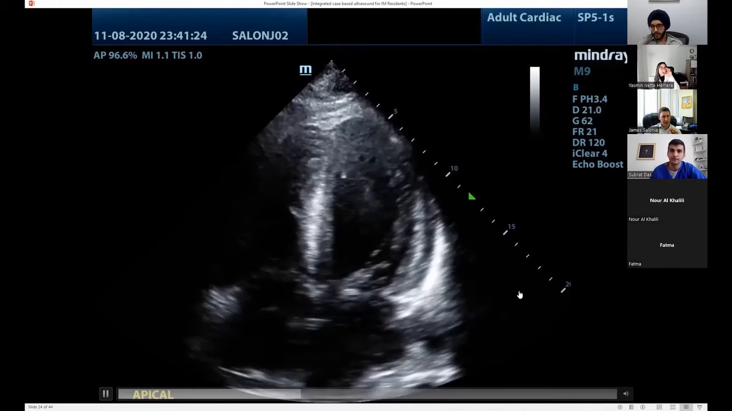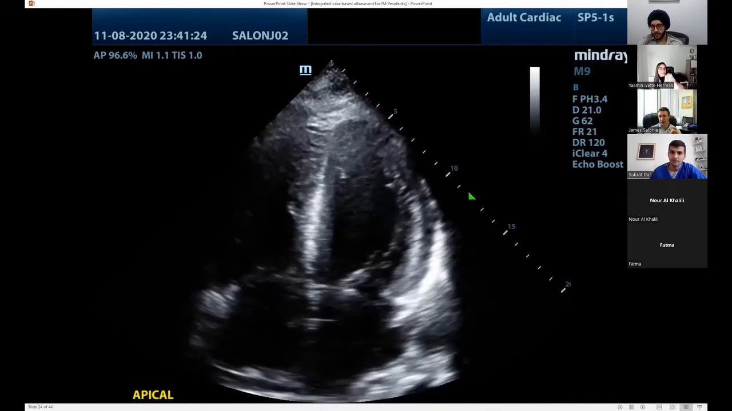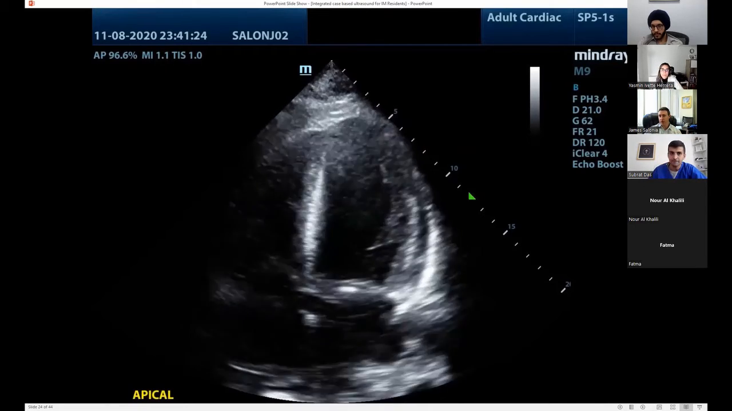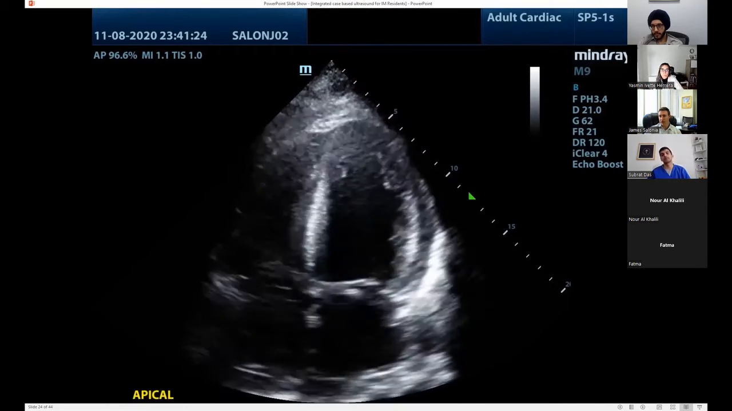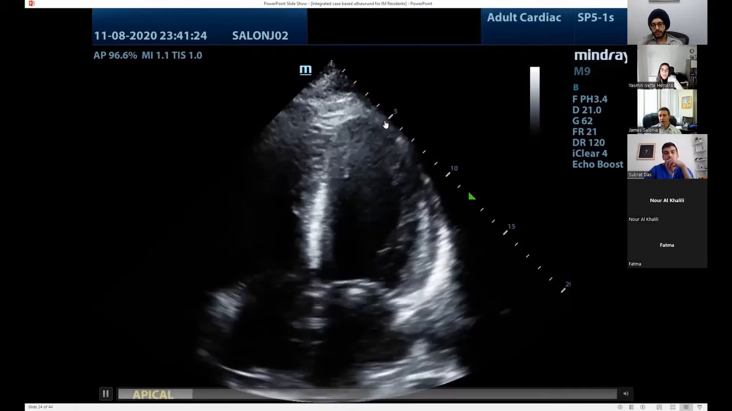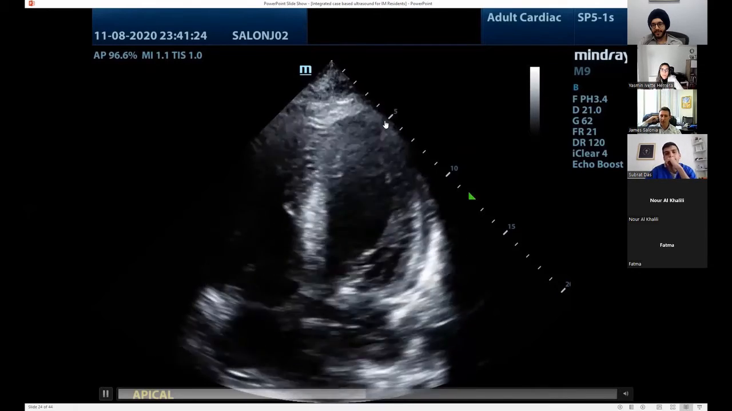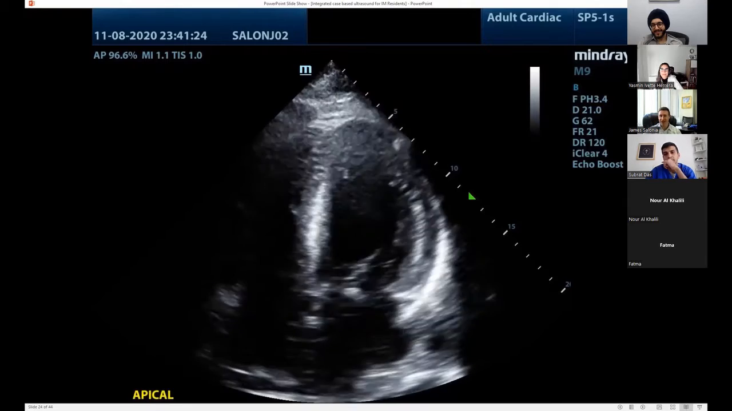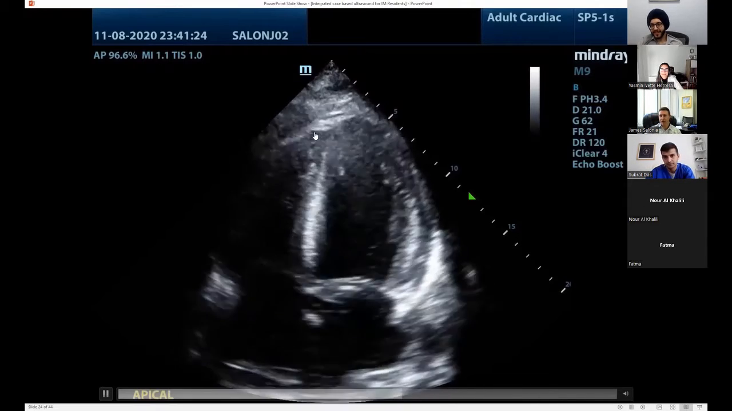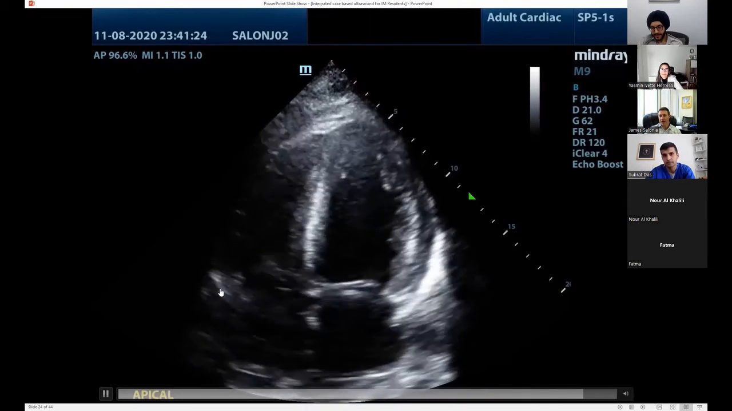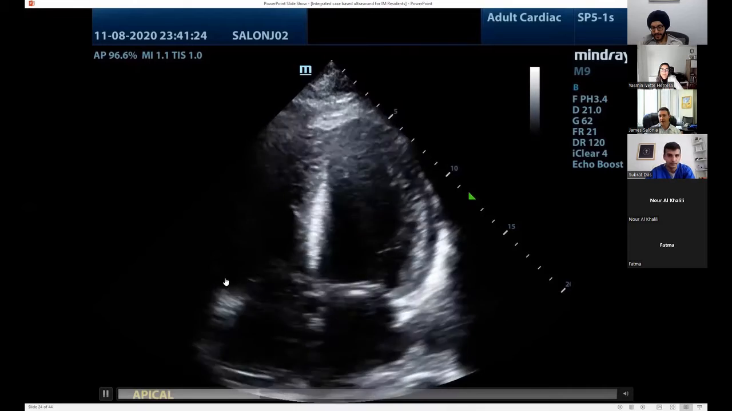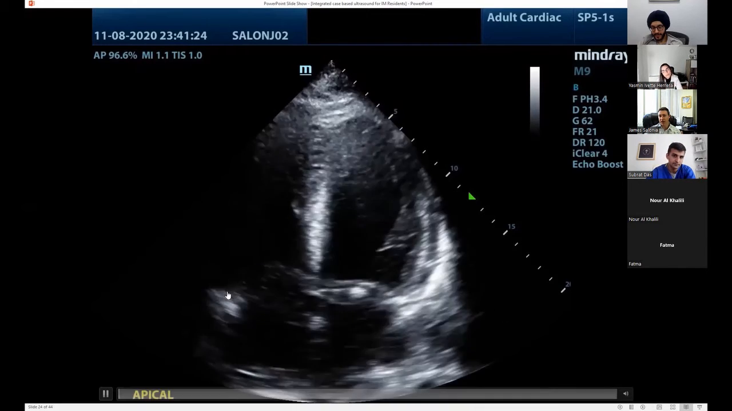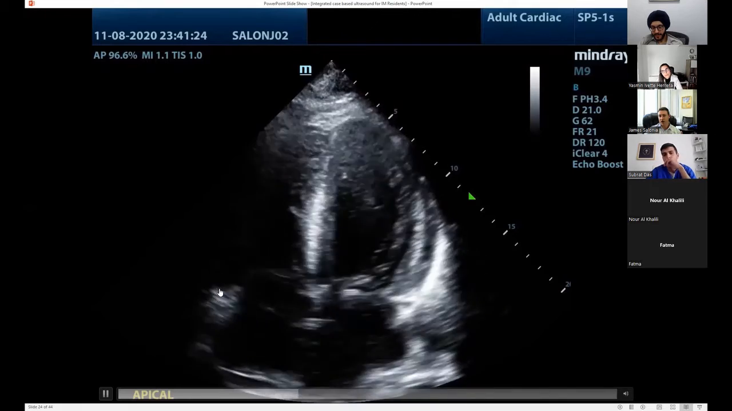So what does it tell you then? What does McConnell sign tell you? Increased RV pressure. Yeah, and that's exactly what you saw before too, with some septal flattening, right? I don't want to give it away, but maybe we'll have some better images of McConnell sign in the future. But really, you've got to get a better assessment of that lateral wall. You can also look here at the tricuspid annulus, TAPSE, right? So tricuspid annular plane systolic excursion.